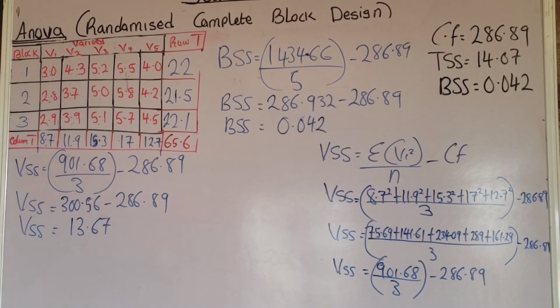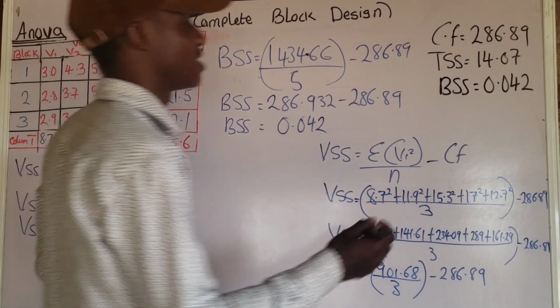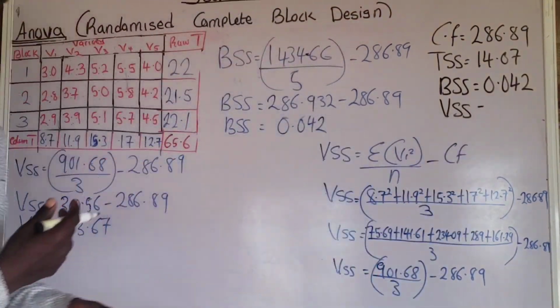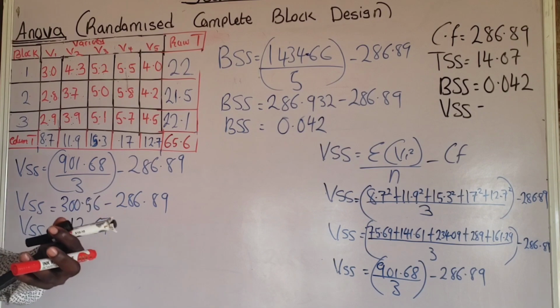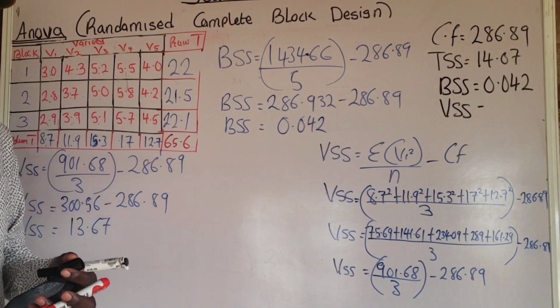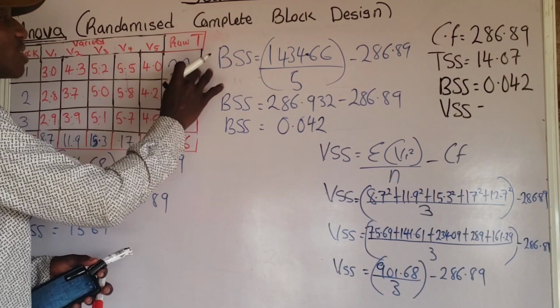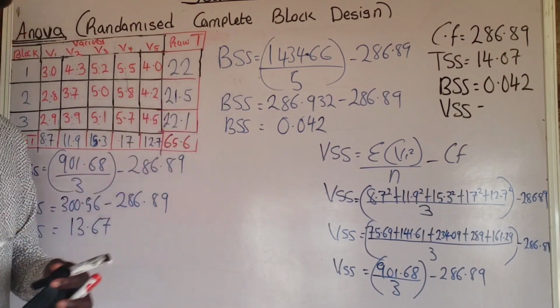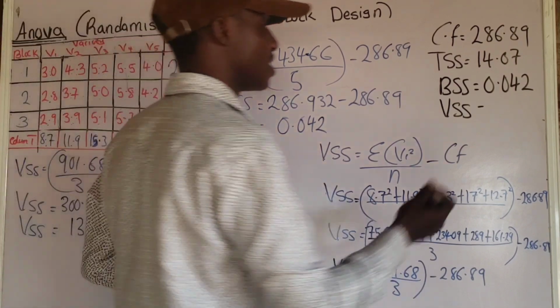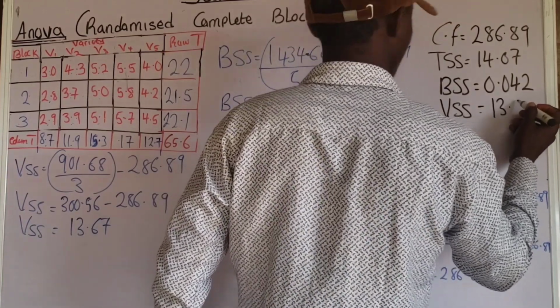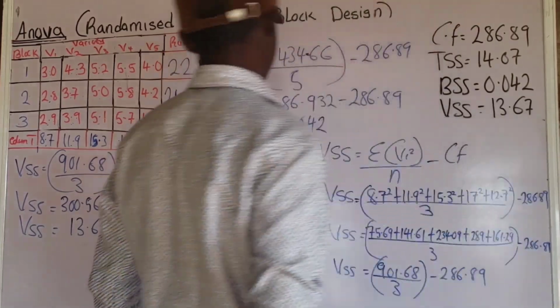13.67. So the variety sum of squared, or treatment sum of squared, let me call it variety, since we are given variety in the question. If you are given the question as treatment, just call it treatment, you understand? But since what we are given in the question is variety, I'm going to call it variety sum of squared, okay? Variety sum of squared is what? 13.67, okay?